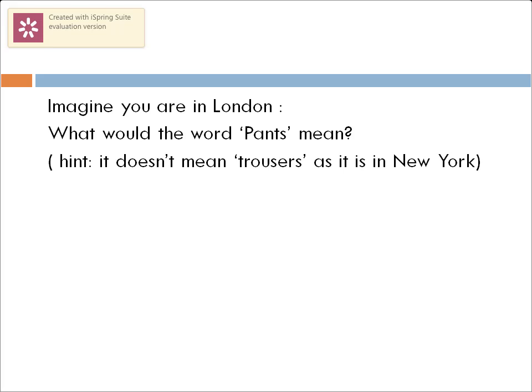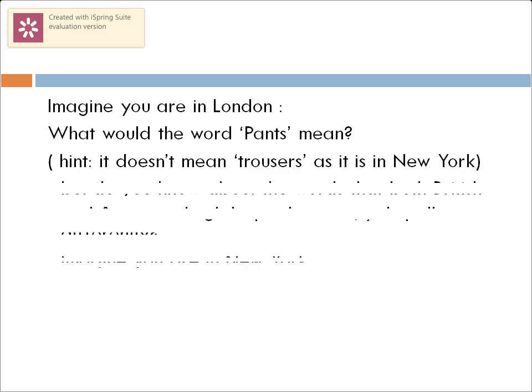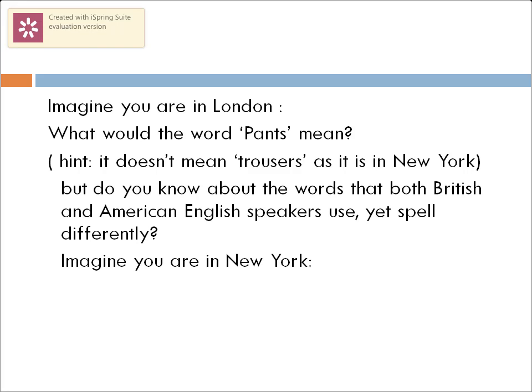Let me give you a hint. It doesn't mean trousers as it is in New York. The word pants in Britain could mean somebody who is out of breath. If you're running for a long time, you pant. So it is nowhere related to the word trousers that we generally assume. Of course, these pants and trousers are two different words which mean differently.